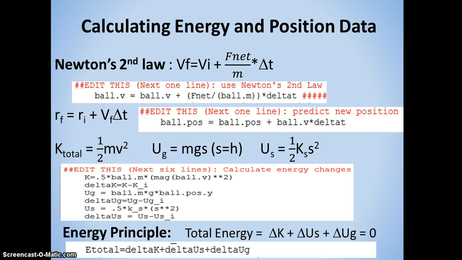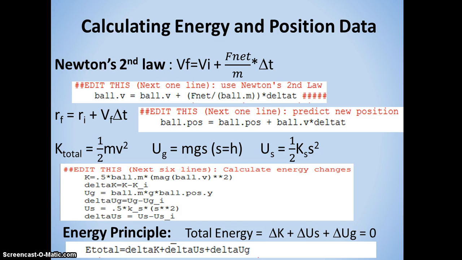Calculating energy and position data, Newton's second law is Vf equals Vi plus F net over m times delta t, and that's just rearranged. I put this into Python, and once you have your V final, you can then find your position final from the initial position plus velocity times time.